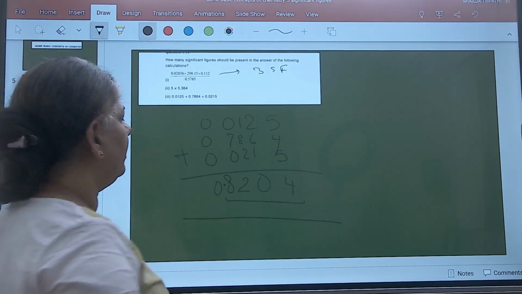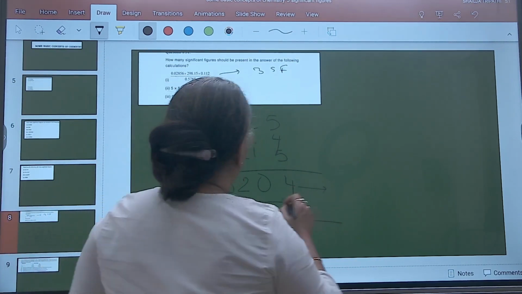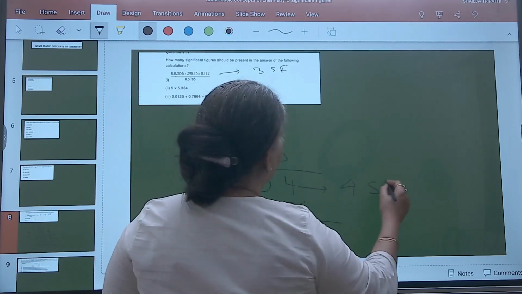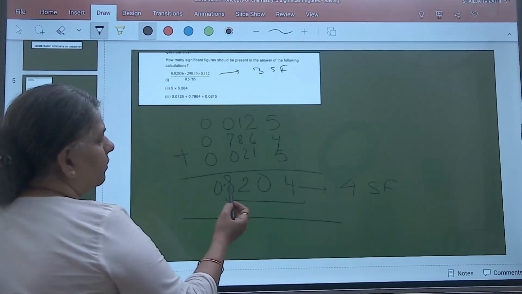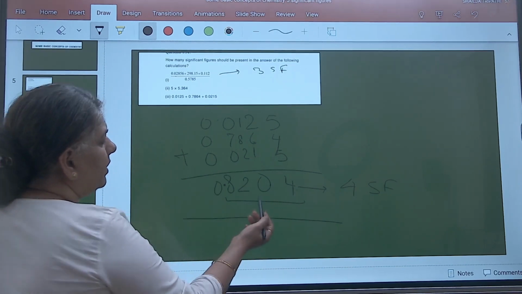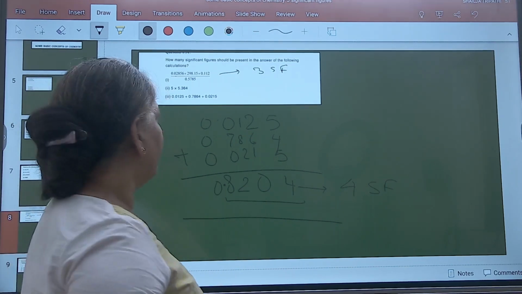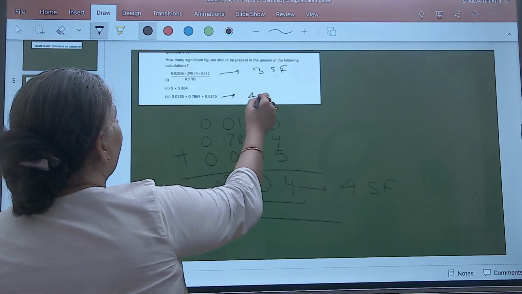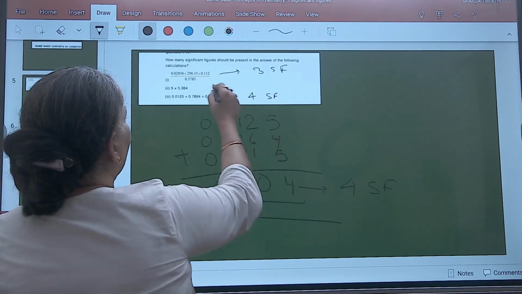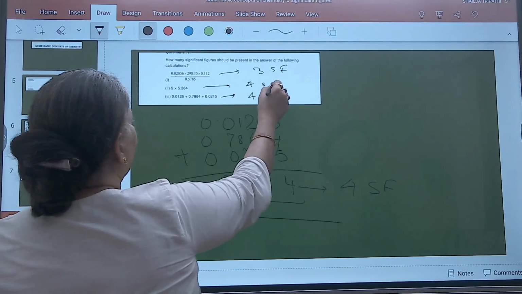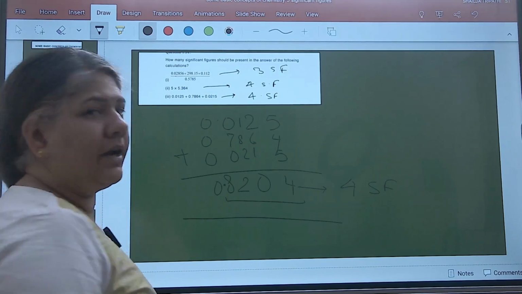So this is our exact answer and it has 4 significant figures. See, 1, 2, 3, 4. 0 between non-zero numbers is significant. So here 4 significant figures. Again in this case we had 4 significant figures. So these are the correct answers.